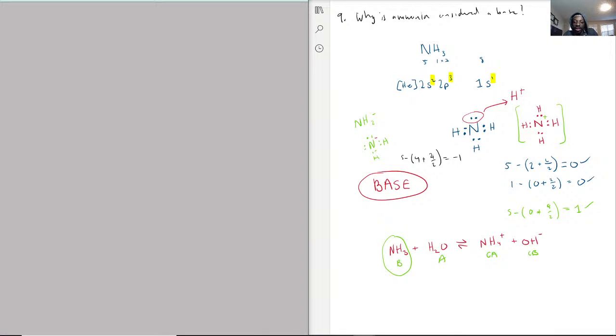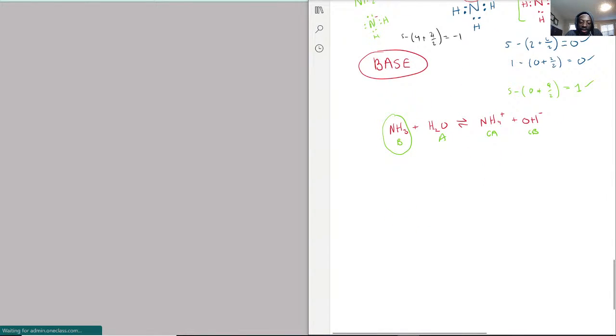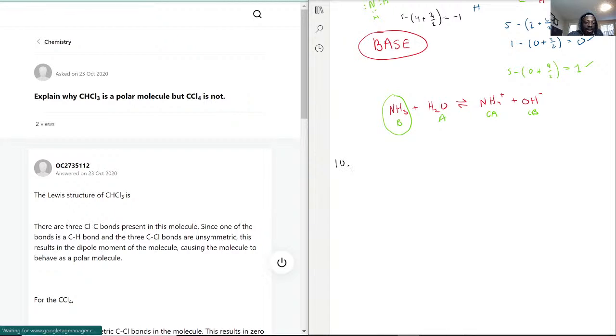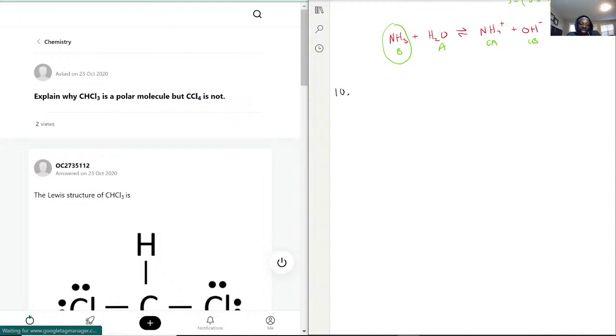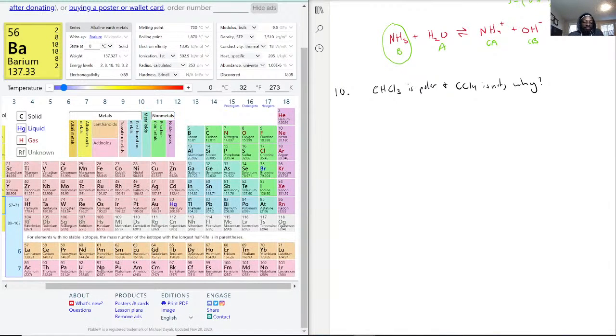So now let's go on to question 10. Explain why CHCl3 is polar but CCl4 is not. Okay, so explain why CHCl3 is polar and CCl4 is not. Why? Okay, so for this one exactly, we'd actually have to draw our Lewis dot diagrams for both to explain it. So let's head over now to the periodic table.